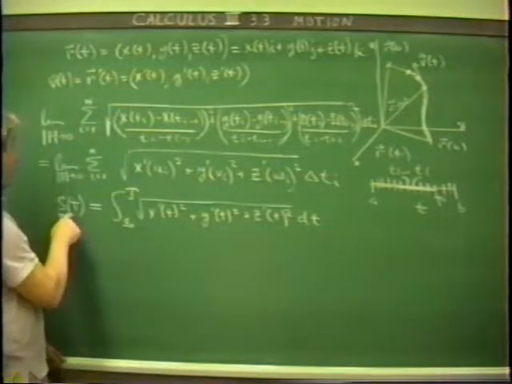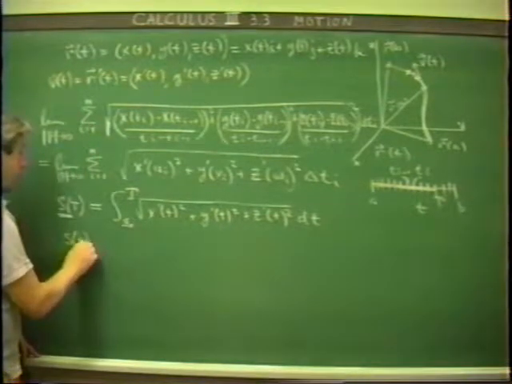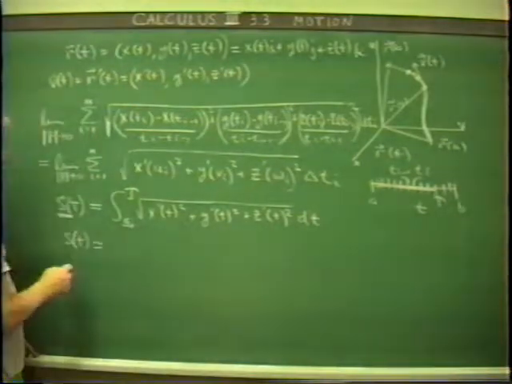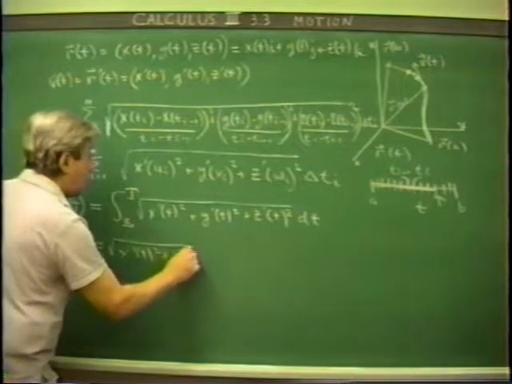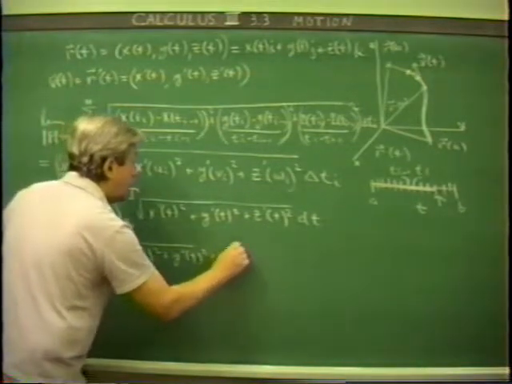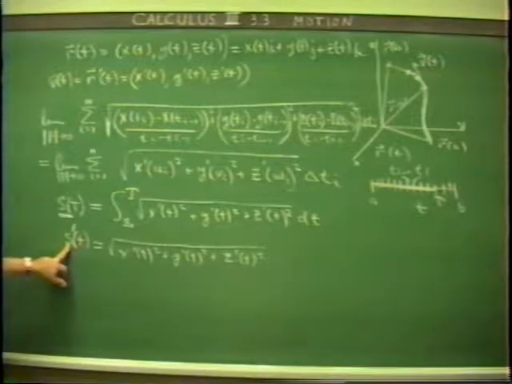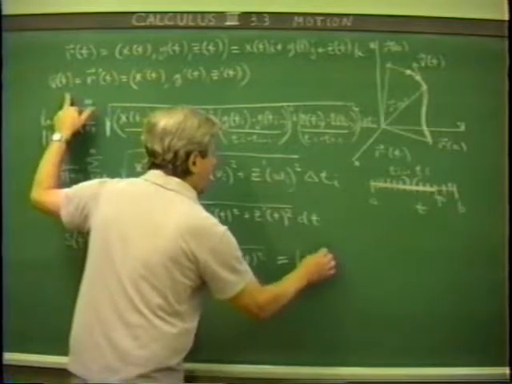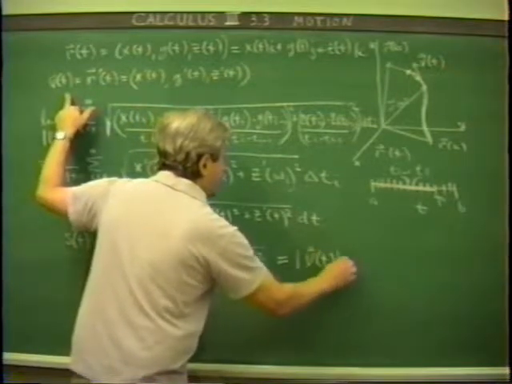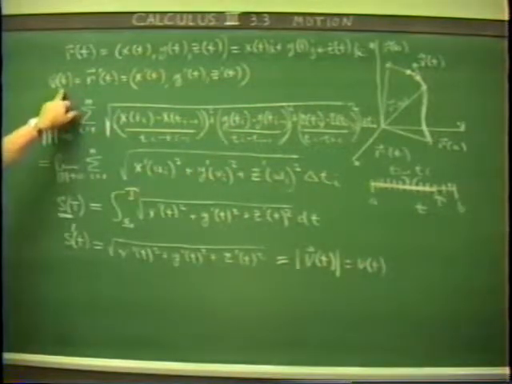Right? And then a thing that you can note here is by the fundamental theorem of calculus, the derivative of s at a point t is going to be the square root of x prime of t squared plus y prime of t squared plus z prime of t squared. So the derivative of the distance traversed is this quantity right here. But you can notice that this is also the magnitude of the velocity. So this is the magnitude of v of t, right? Which is sometimes just written as v of t with no vector sign.